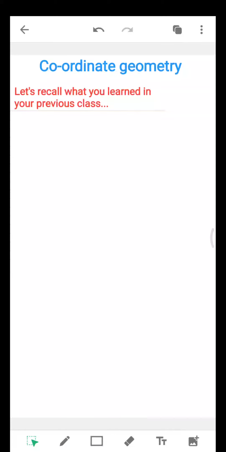Welcome back everyone. In today's session we are going to see the introduction of coordinate geometry, and we are going to recall what you learned in your previous class from coordinate geometry. Hope you all remember the chapter coordinate geometry which you learned in ninth class. Okay, so let's recall and proceed with the coordinate geometry of 10th class.